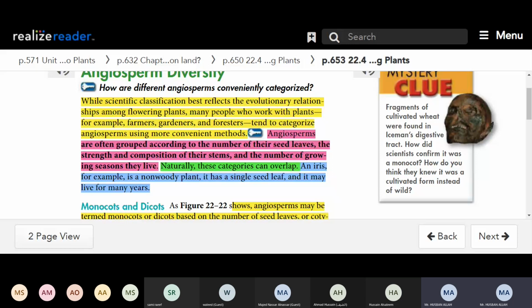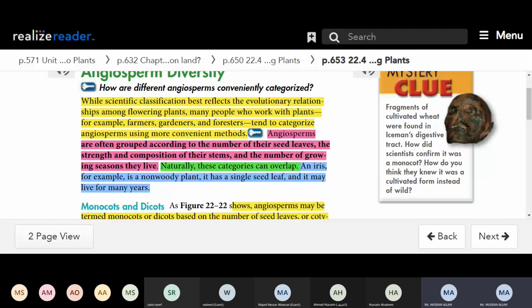The second property is the strength and composition of the stem. Like their stem is hard, soft, woody, or herbaceous. Which type of stem it has. Second point, that is important. Third point is the number of growing seasons they live. Like for example, they grow in 1 month, 2 months, 2 days, 5 days, or 1 year, 2 years, 3 years. How much time they live. So mostly we have annual plants, starting from annual, and then biennial and perennial.